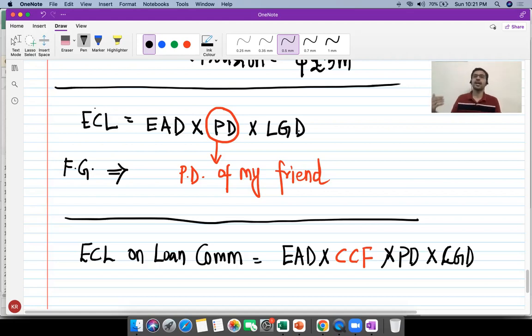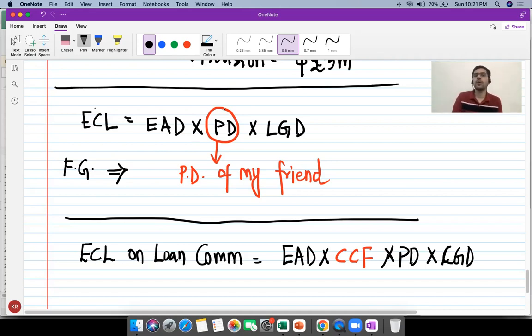that my friend had taken a loan from you. You had given a loan to my friend, and I gave a guarantee to you that if my friend defaults, I would pay you the money. You gave a loan to my friend, and if my friend does not pay you the principal back, then I will make good that amount. I would pay that amount to you.